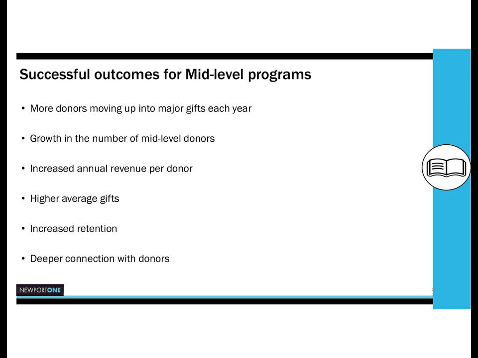So what are the outcomes that we look for in mid-level programs? What we want to see is more donors moving up into major gifts each year from that mid-level pool. I want to see growth in that mid-level donor program. So if you have 100 donors in it today, how do we get you to 125? How do we get you to 150? Whatever scale your program looks like today, one of those goals is simply to make sure that we're increasing that scale over time. We also want to look at increased annual revenue per donor.